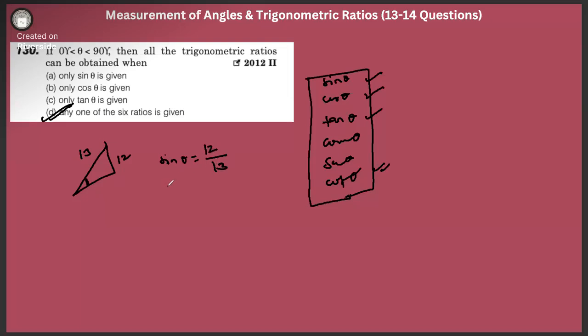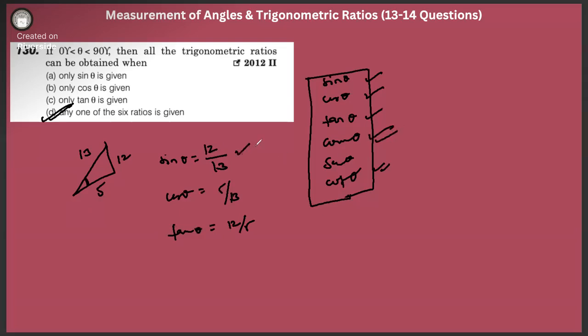Opposite by hypotenuse. Okay. So by Pythagoras theorem, we can calculate this as 5. Isn't it? Root under 169 minus 144, that is 25, which is 5. Right? Then you can find out cos theta, which is adjacent by hypotenuse. Right? Then we can find tan theta, which is what? Opposite by adjacent.